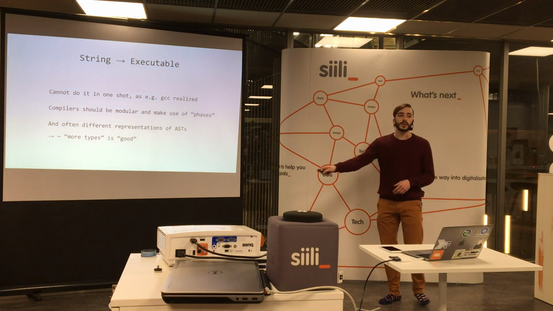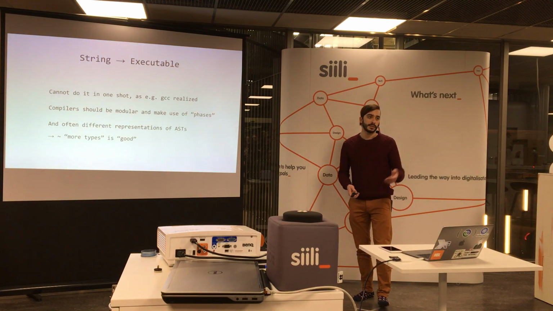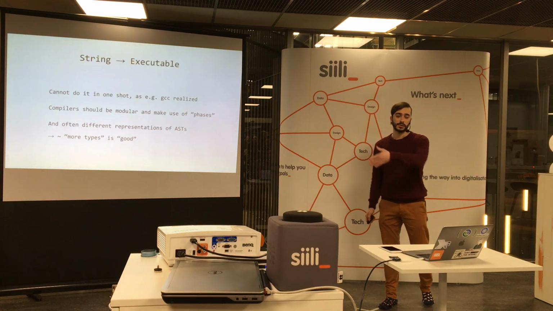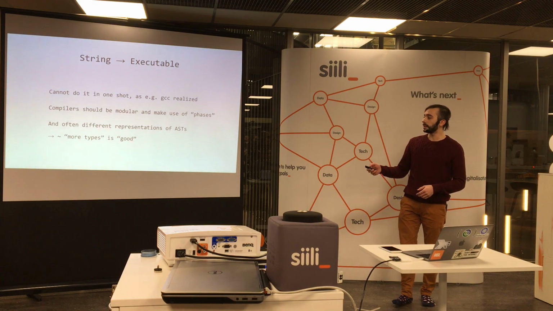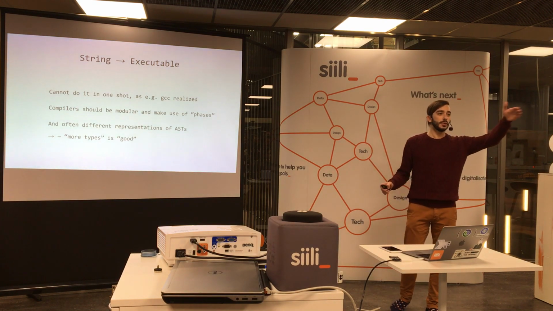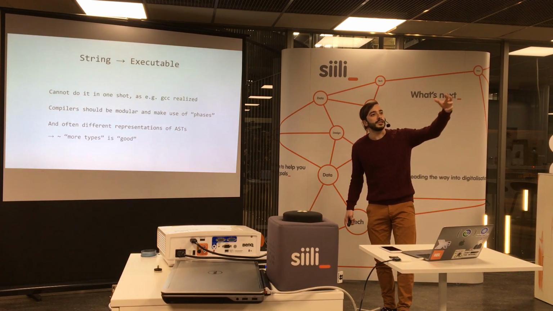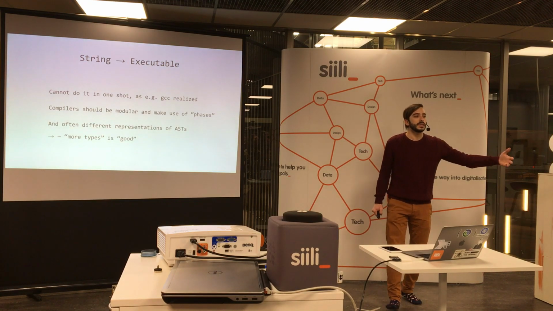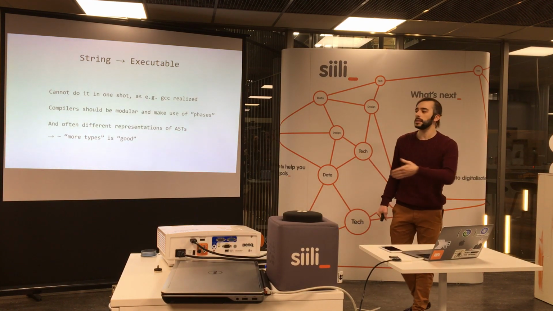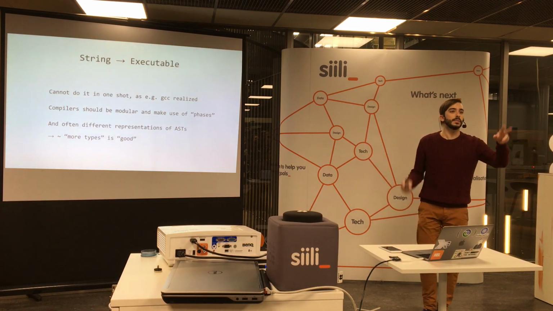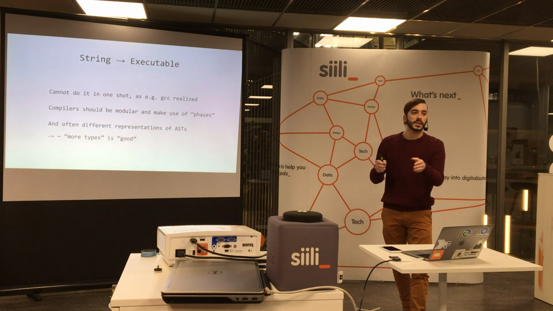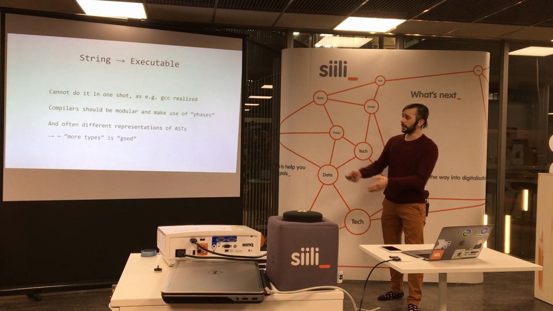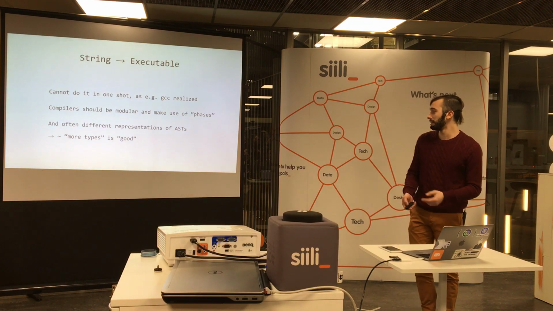So we go from string to executable, and we can't do this in one shot, as GCC realized in, I don't know, the 90s. Compilers should be modular and make use of phases. Through these different phases, you take your source and change it into different representations, and very often there are different representations between different phases. I think this is one of the cases in which more types are good, where types are different intermediate representations of your data structure. I think this is kind of a general principle. I don't know. I'll think more about this.